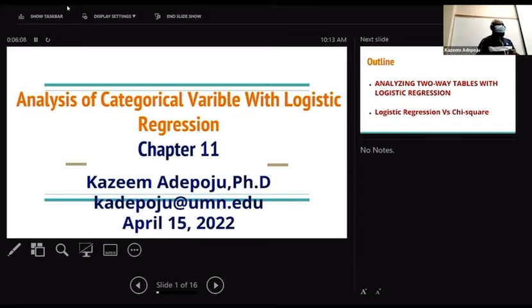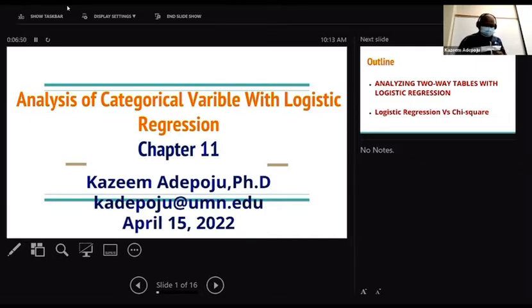But you know what I want to do today? I also want to demonstrate to you that when the response is categorical and the predictor is categorical, we can also use logistic regression. I'm going to say this again. In the analysis of categorical variable, logistic regression can also be used. If you can recall what we did on Wednesday, the method that we used on the analysis of categorical variable was the method of chi-square.